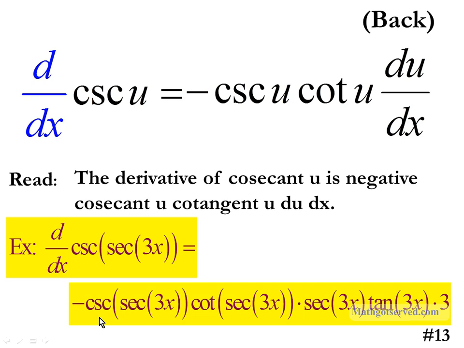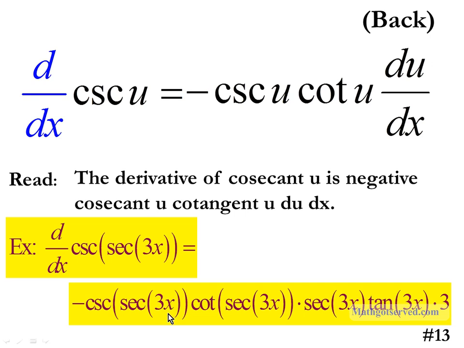After you're done with the outermost function, you're going to go to the second to the innermost function, which is secant. We're going to differentiate that, holding the innermost function 3x fixed. So now we're going to make use of the differentiation rule for secant. Do you remember what that is? The derivative of secant u is secant u tan u du/dx.